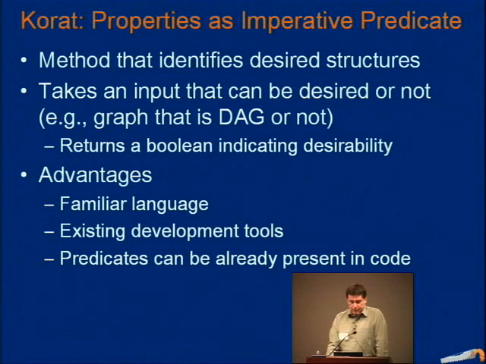And using actual languages for expressing this property has a number of advantages. First, the language is familiar, so people know how to express these properties. Then there are existing development tools. So there are development environments that people can use to actually write these properties, to debug, to see what's going on. And also these predicates that describe the structures can be already present in the code.